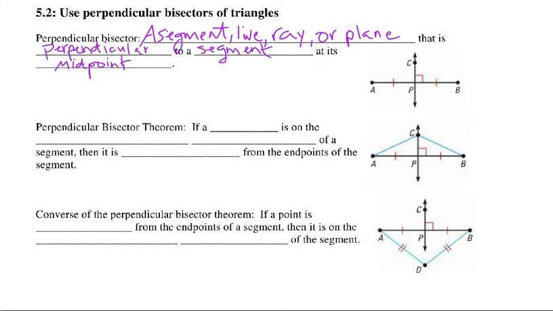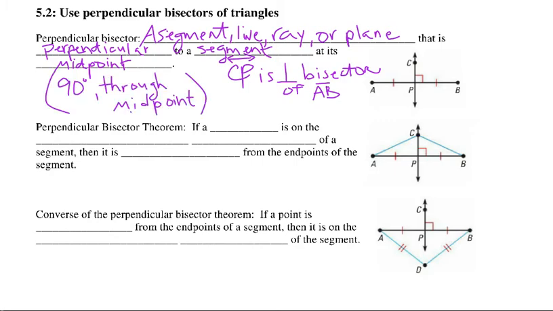If you look at your picture on the far right, you can see that CP is the perpendicular bisector of segment AB. The two big properties, or characteristics, you want to remember about this is that it creates 90 degrees, so it's perpendicular, and it goes through the midpoint.